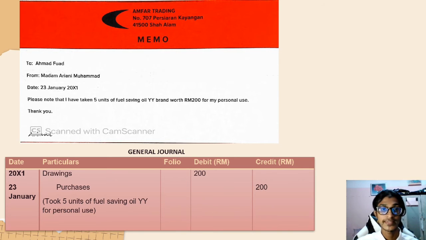As you can see, don't forget our format, which is date, particulars, folio, debit, and credit. Our date is 23 January 20x1, and the particulars are debit drawings and credit purchases, debit 200 and credit 200. And don't forget to write our narration for the transaction, which is took 5 units of fuel saving oil for personal use.